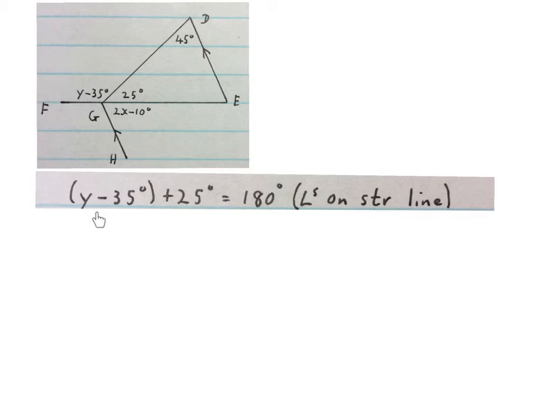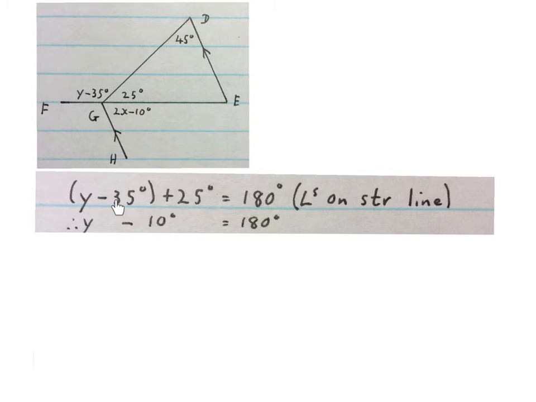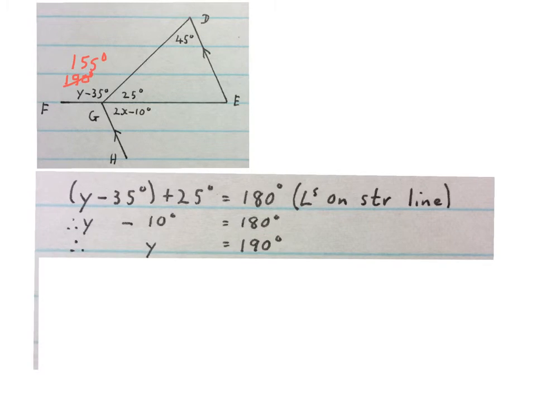Then I just solve this equation normally. You can use a calculator, and minus 35 plus 25 gives me minus 10. Then I take the minus 10 and add it on this side. Then I get the final answer, y equals 190 degrees. I like to go and put it inside my question then. So y is 190, I minus 35. So this angle over here will be 155 degrees. And I can see the 155 and the 25 add up to 180 degrees.